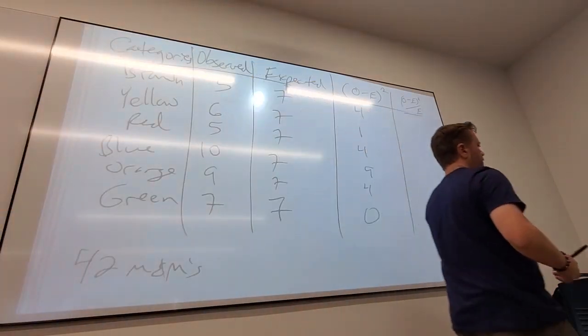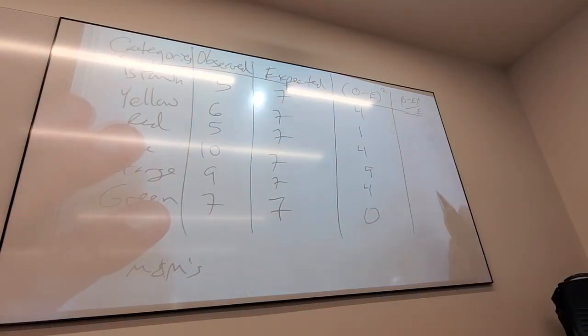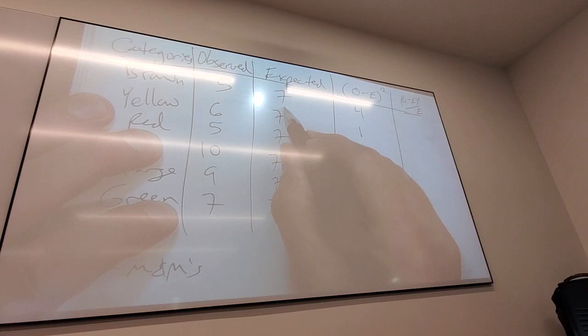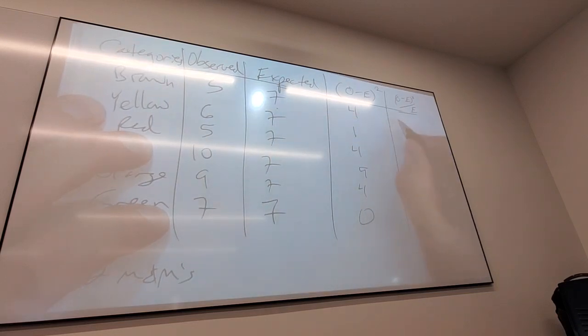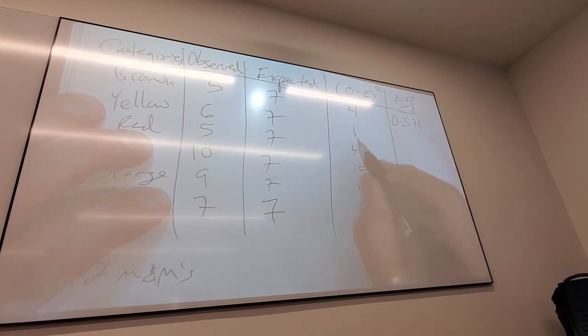So let's try this. Can somebody help me out? What is 4 divided by 7? 0.571 something. 1 divided by 7 is 0.1428, I think. Yeah, 0.143. So 4 divided by 7 again is 0.571. 9 divided by 7 is 1.285.